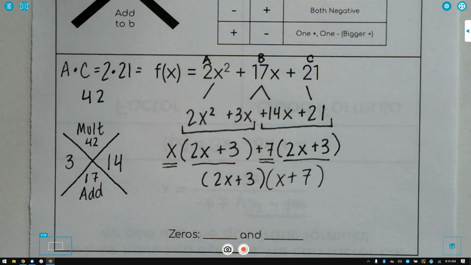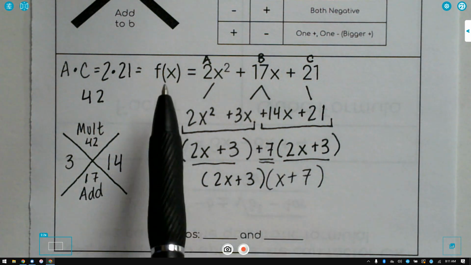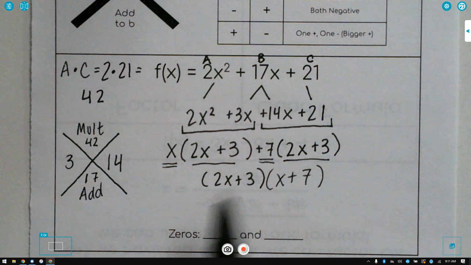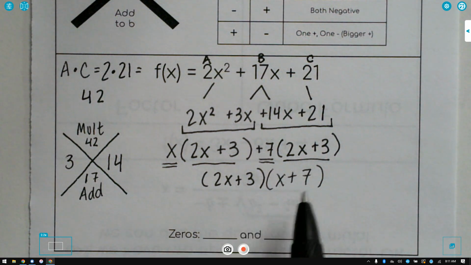Okay. Any questions right now? Okay. So this is going to be one of your two options of how to do your assignment today. We've got to finish this up to find our zeros. So if you choose to use this option, we're setting this equal to 0. And so in order to find out when this entire thing equals 0, it would be when either this equals 0 or this equals 0.